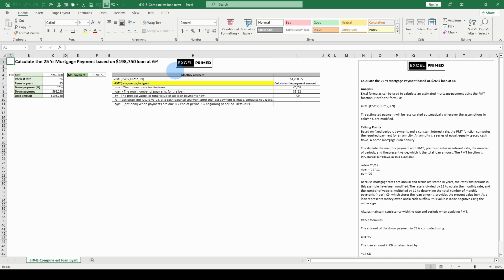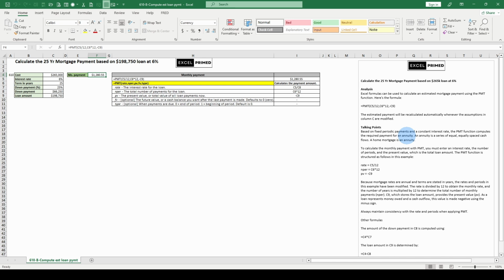We're just going to take this number, C5, the interest rate, divided by 12, because it's monthly compounding. How many periods are there? C6 times 12. Terms in years, they have to match. Negative C9, that should be 198,750. Rate, number of periods, present value. The payment turns out to be $1,280.55.